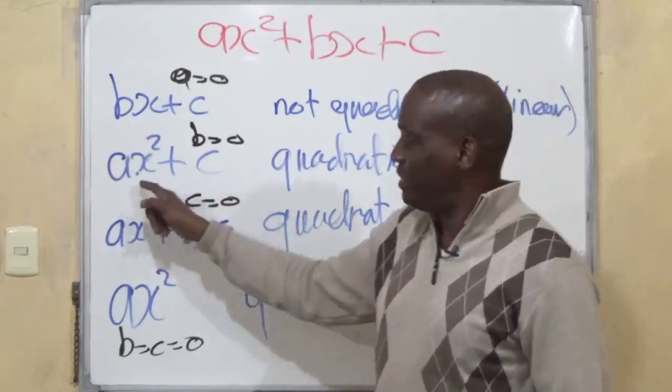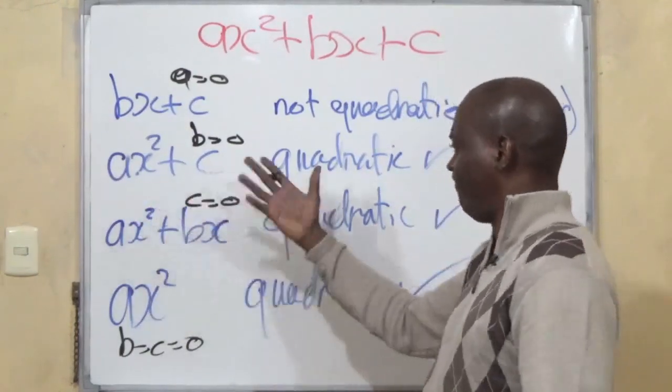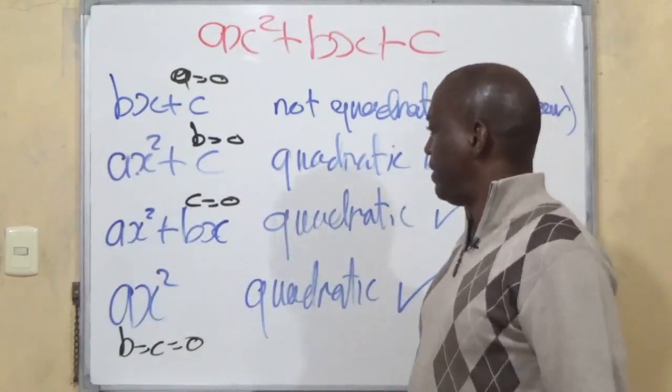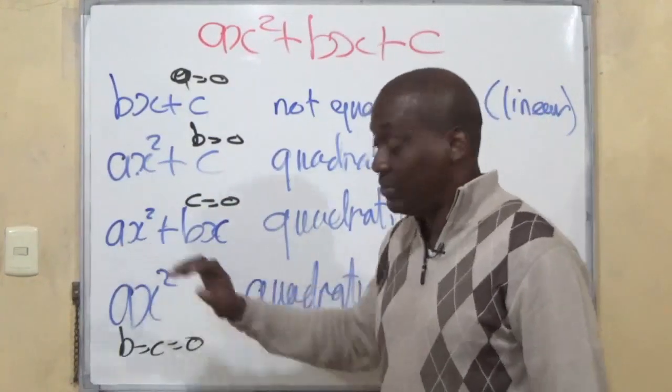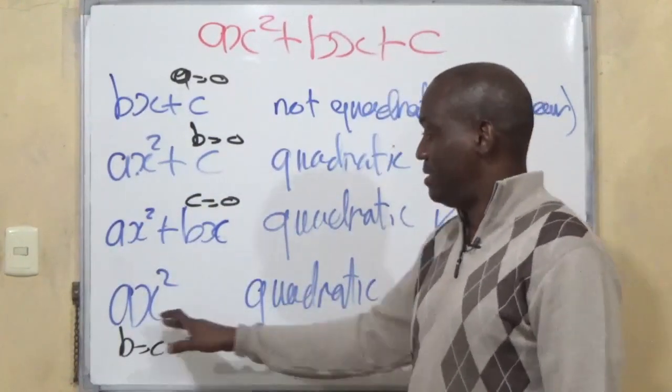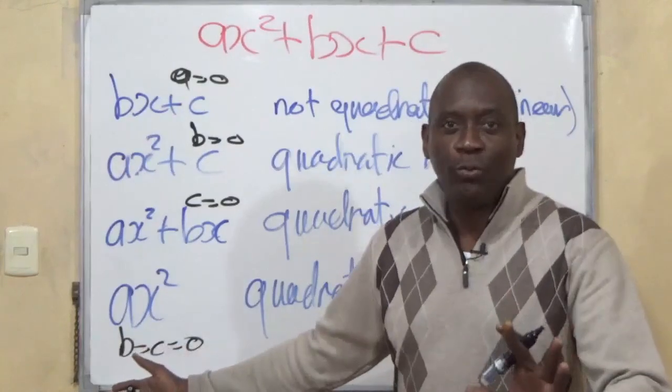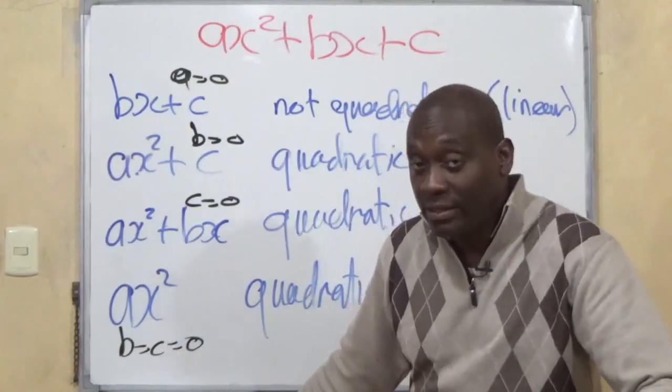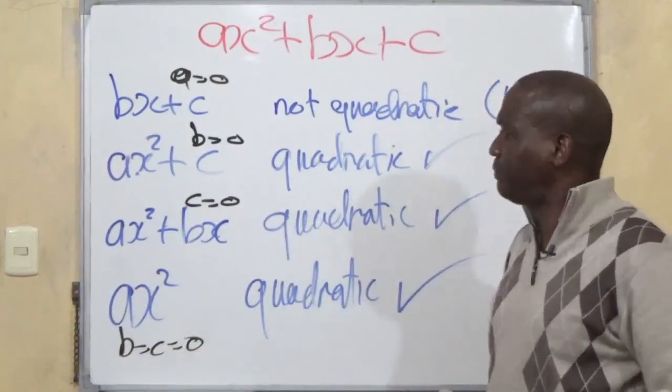Right? This we could treat as a univariate binomial. This we could also treat as a univariate binomial. This is just a univariate monomial, which is one term. Right? So I'll do some examples now.